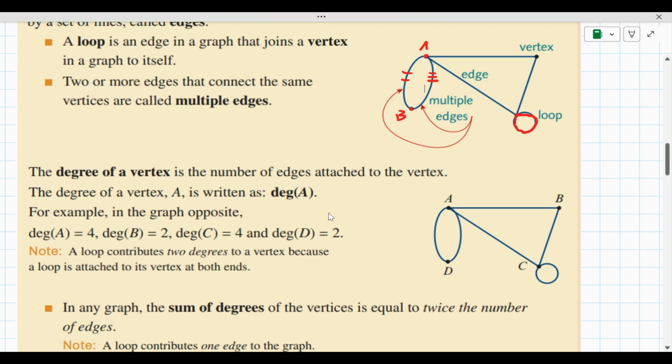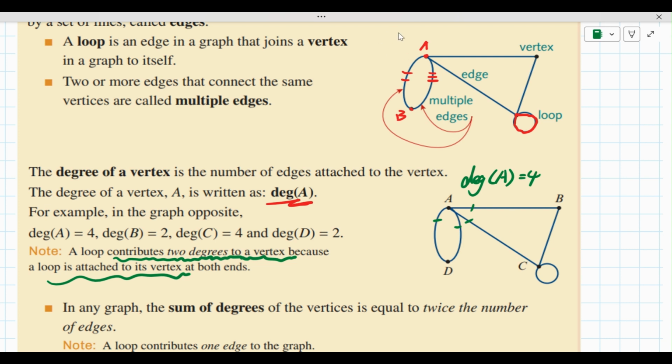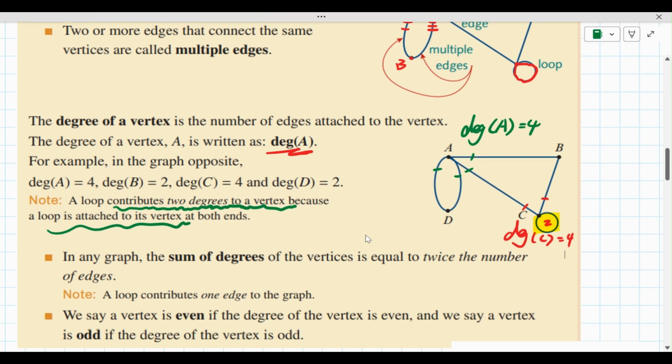Next, the degree of a vertex, which is the number of edges attached to the vertex. We write the degree of vertex A as deg A. To find it, count how many edges there are: 1, 2, 3, 4. So degree A equals 4. B is 2 and C is 3, but actually C is 4, because a loop contributes 2 degrees to the vertex, as it attaches at both ends. So 1, 2 plus 2, so the degree of C is 4. And for D, we only have 2 multiple edges to A, so the degree of D is 2.